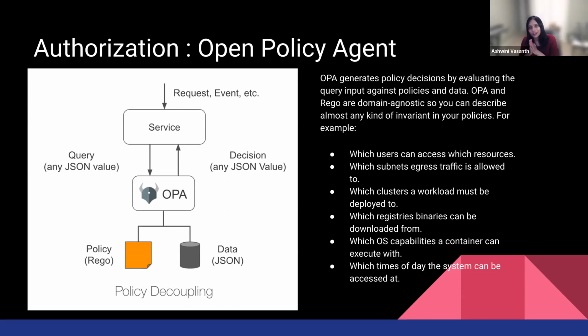So just to make things a little more concrete, essentially you could ask questions like which users can access which resources. You can also ask which subnets egress traffic is allowed to, which clusters a workload must be deployed to, which registry binaries should be downloaded from. So you can see that it's a range of different topics, right? And the flexibility is what is interesting about the OPA policy engine. It does use a policy language called Rego, which is domain agnostic. It plugs into the Kubernetes admission control hook. So it's an easy way to gate access using that.